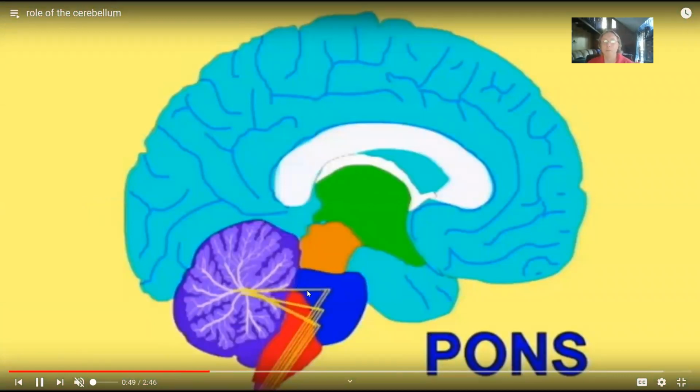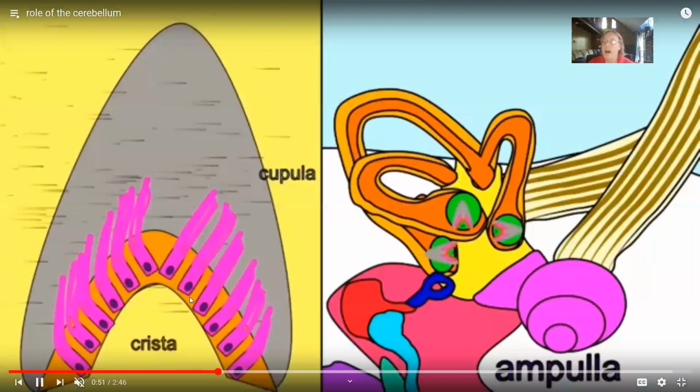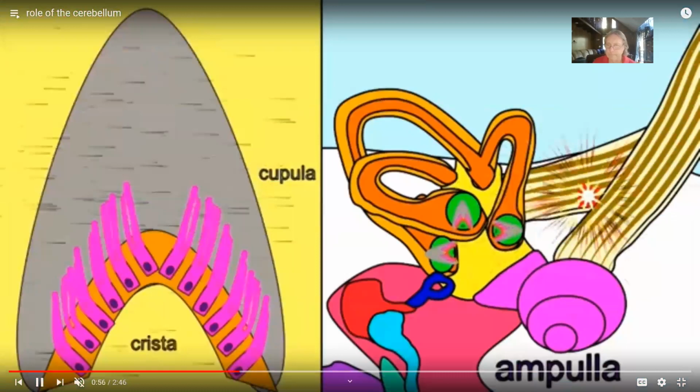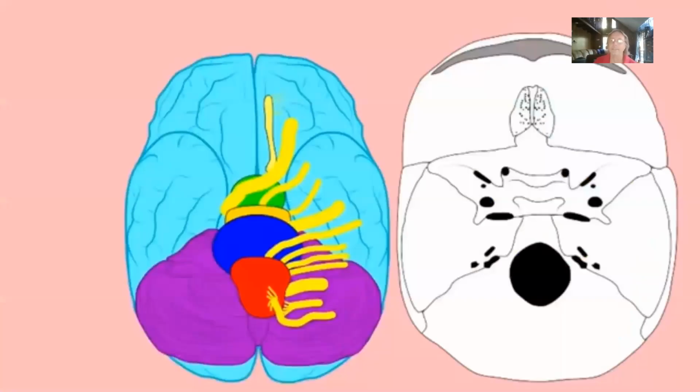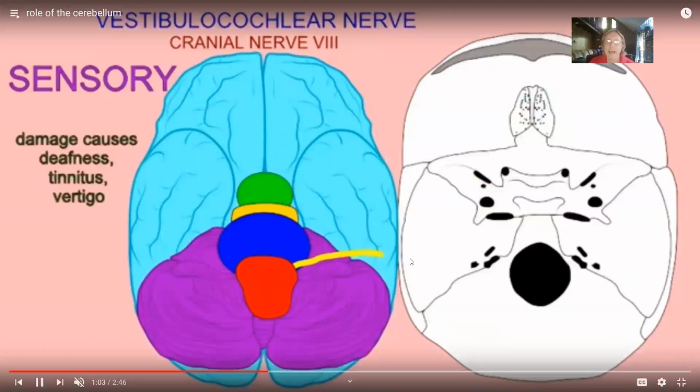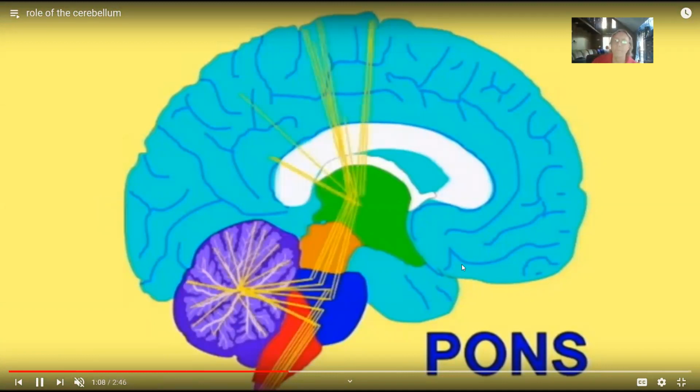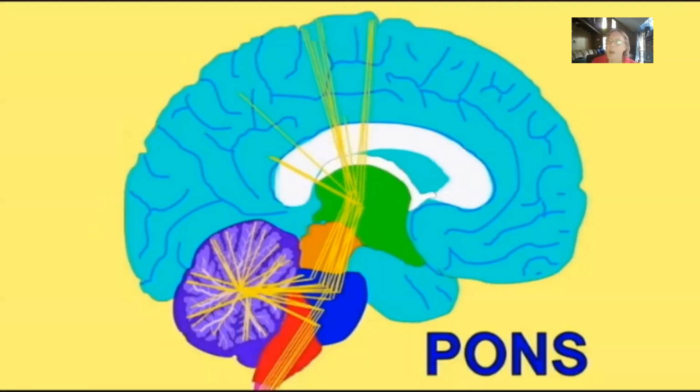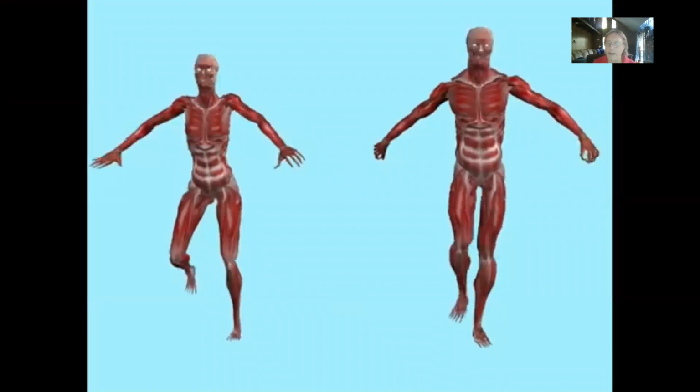And they go to the cerebellum. In addition, the inner ear is communicating through the vestibular cochlear nerve, the vestibular portion, about balance. And the cerebrum is communicating what muscles are planned. So the cerebellum is in a unique position where it knows what muscle movements are planned, but it also knows where the body parts are and whether we are on balance or not.